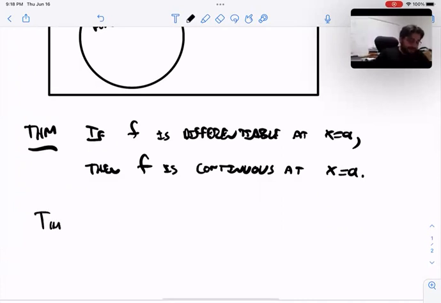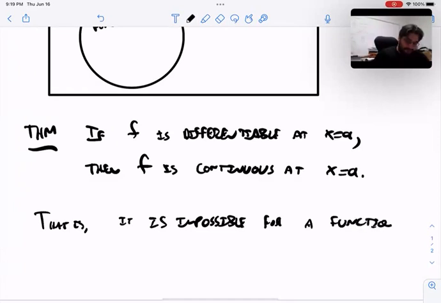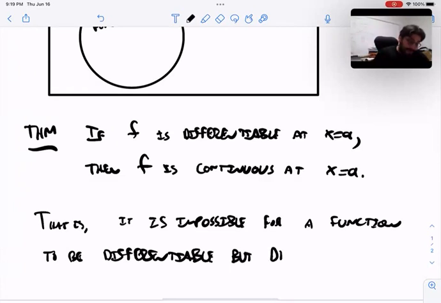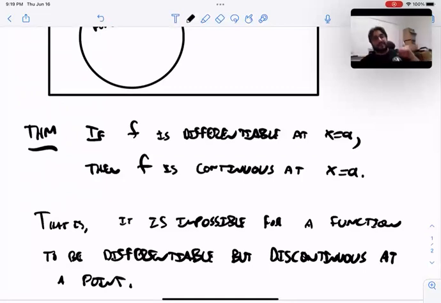An equivalent way to say this is, it is impossible for a function to be differentiable but discontinuous at the same point, right? That's another way to say the same statement.